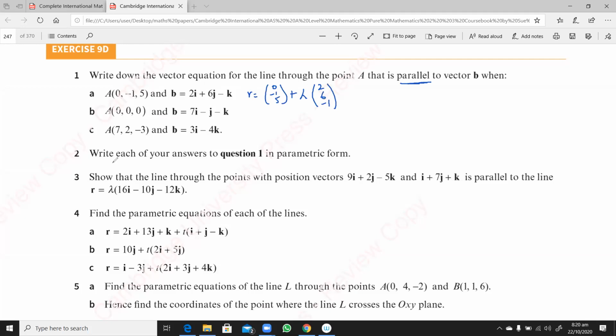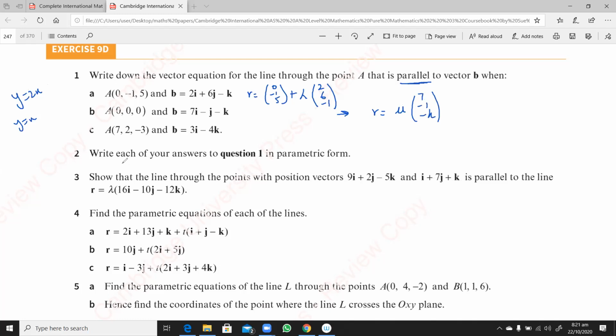Then in the second question, now look at this B part. This is really interesting. The B part would be r = mu times (7, -1, -k). Since it is passing through the origin, this is exactly the way we write the equation of the line y = 2x or y = x. For sure these lines are passing through the origin, so the y-intercept is 0. So there's no need to write a plus 0 over here.